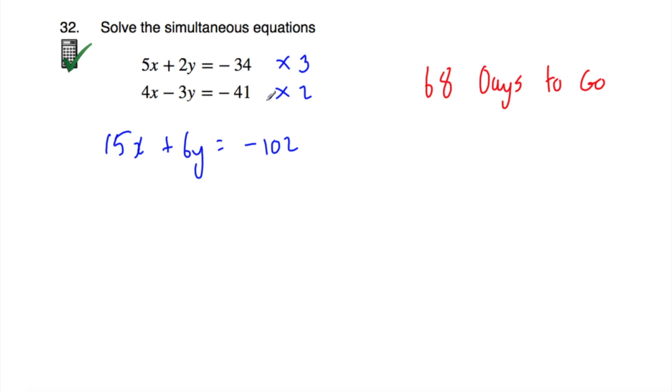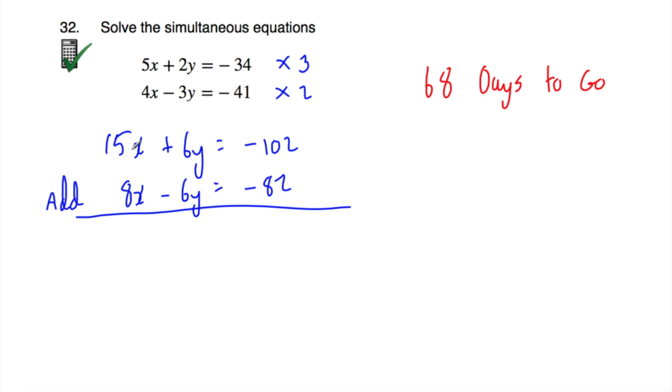And then the bottom equation, we're going to multiply this by 2, so it's going to be 8x minus 6y is equal to minus 82. So we've multiplied the top equation by 3 and the bottom equation by 2. As you can see here, we've got 6y minus 6y. Now minus 6y plus 6y would be 0, so let's add these equations to each other.